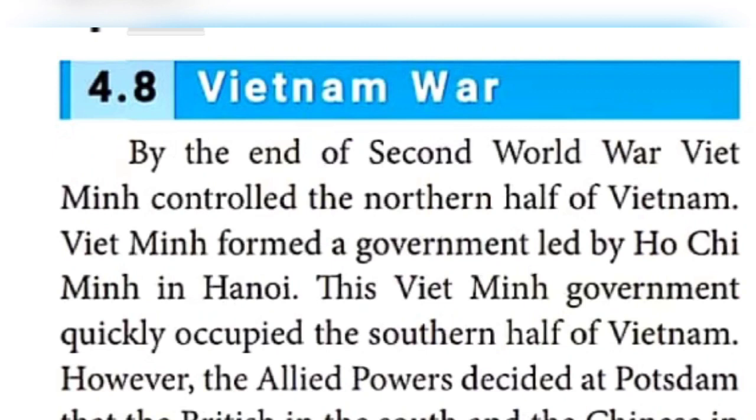After the completion of the Second World War, Japan was under the control of the Allied powers. Japan already had Indo-China, so they had to divide Indo-China into two, between Britain and China.